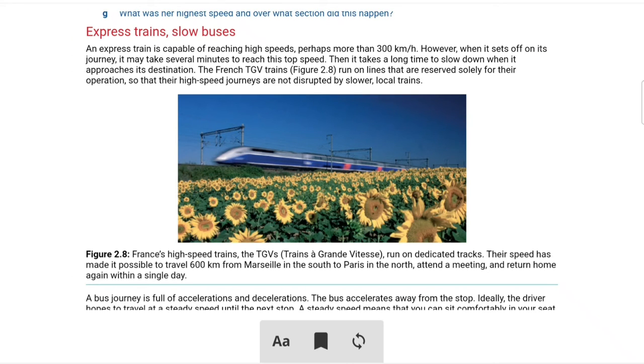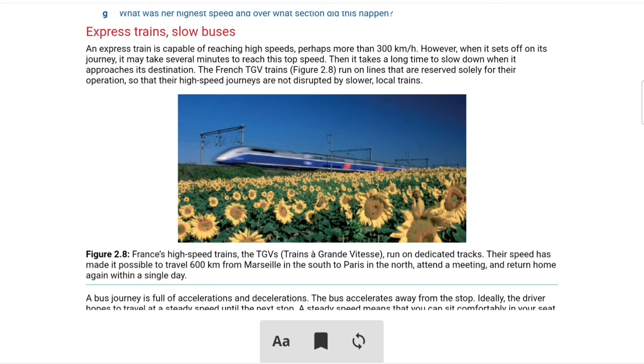However, when it set off on its journey, it takes several minutes to reach the top speed. Then it takes a long time to slow down when it approaches the destination. അല്ലേ, പെട്ടെന്ന് നമുക്ക് സ്പീഡ് കുറയ്ക്കാനോ കൂട്ടാനോ പറ്റില്ല. അതിനൊരു പെർട്ടിക്കുലർ ടൈം വേണം സ്പീഡപ്പ് ആവാനും, അതേപോലെ തന്നെ ഹോൾട്ട് ആവുന്ന സമയത്തും പെട്ടെന്ന് നമുക്ക് സ്ലോ ഡൗൺ ചെയ്യാൻ പറ്റില്ല. സോ മെല്ലെ ആയിരിക്കും നമ്മൾ സ്ലോ ഡൗൺ ചെയ്യുക.